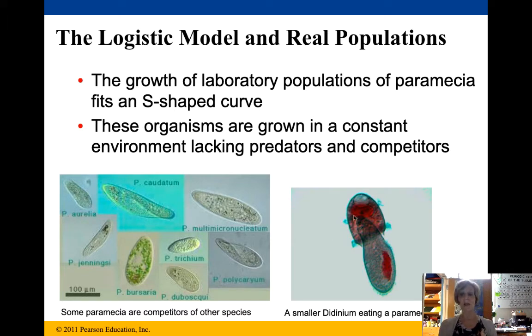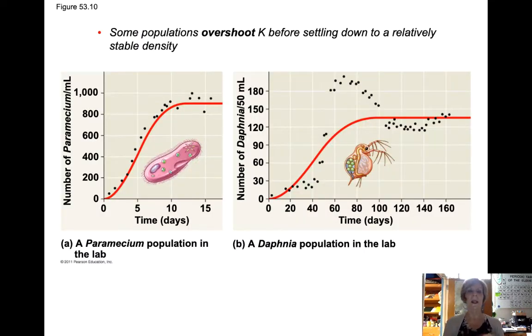So here we have a didinium, which is another protozoan that's actually smaller than the paramecium. It's really fun to watch them, and they can actually eat the paramecium. So we'll have some stressors on those populations. And here we see a paramecium population in the lab that's going to follow the perfect S curve, right? It's going to start off looking like exponential growth, and then it levels off.